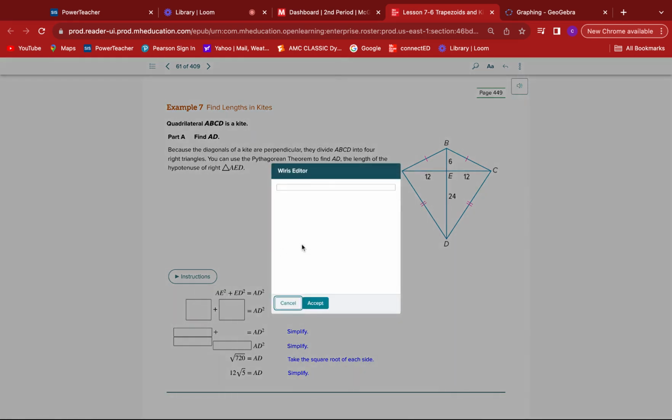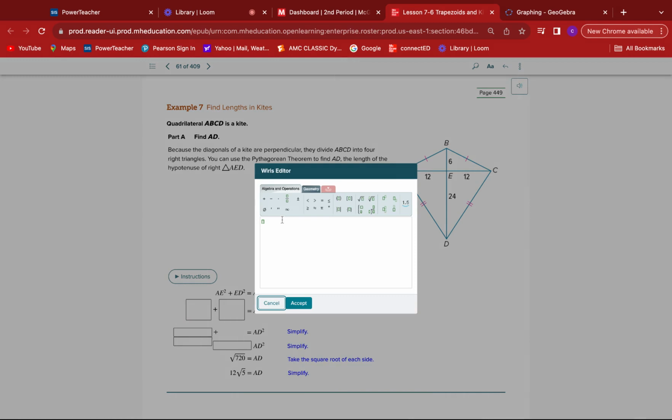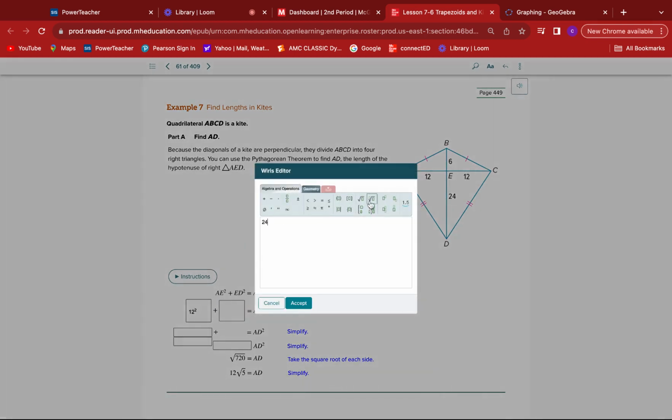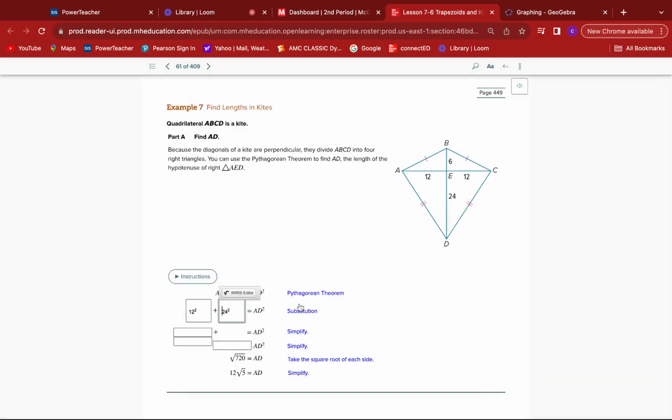Okay, they want me to actually put it in. All right, I can do that. 12 to the second power, plus 24 to the second power. Equals, and that is AD squared, which is your hypotenuse. Remember, we call that C. All right, 12 squared is 144. 24 squared is 576. And that equals C squared.